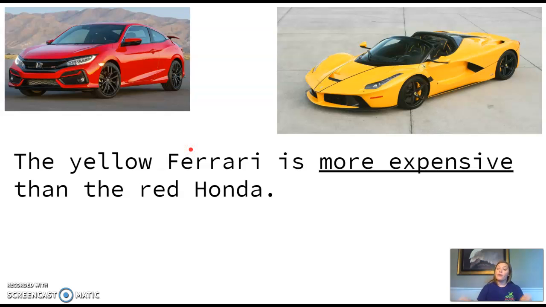Today you learned about comparative adjectives using ER and using the word more in front. Keep practicing. You guys did great.